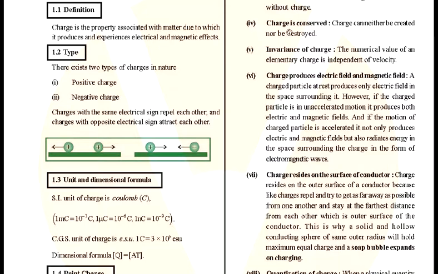Now look at its fourth property, which is charge is conserved. It says charge can neither be created nor destroyed. It is just like the conservation law of energy. Invariance of charge: the numerical value of elementary charge is independent of velocity. It means when an object is moving or not, its charge value does not depend on its motion.